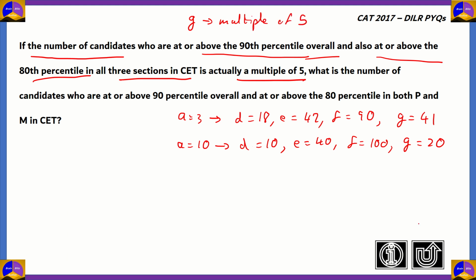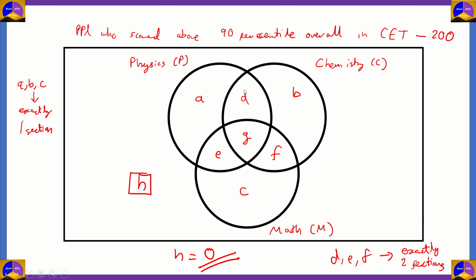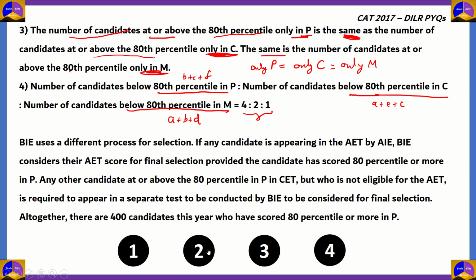Now why G? Let's go back to the question and see. If you look at it, the statement said 80 percentile in all of the subjects and 90 percentile overall. Now if you look at that, all 3 circles overlap at G. So therefore the value of G has to be a multiple of 5 for question 2.